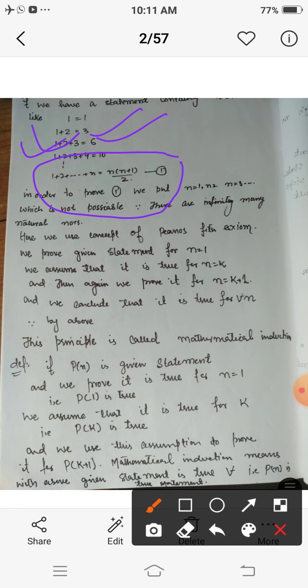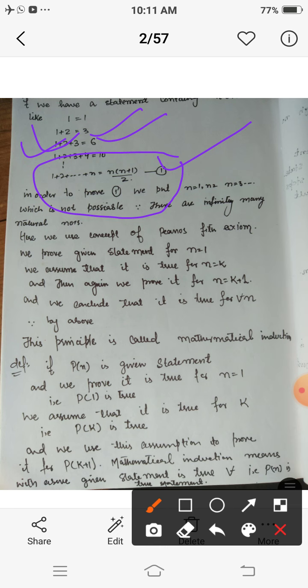Now here we will use Peano's fifth axiom. That is, we prove this statement for n equals 1 because it is easy: the first natural number is only 1 and its sum is 1. So this statement is true for n equals 1, because if in the equation we put n equals 1, it is 1 into 1 plus 1 upon 2.